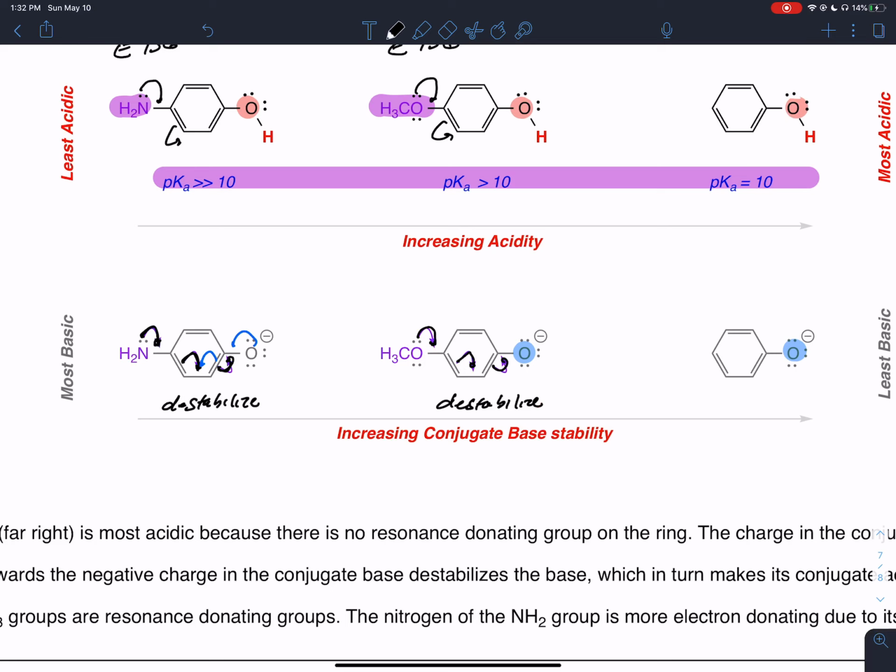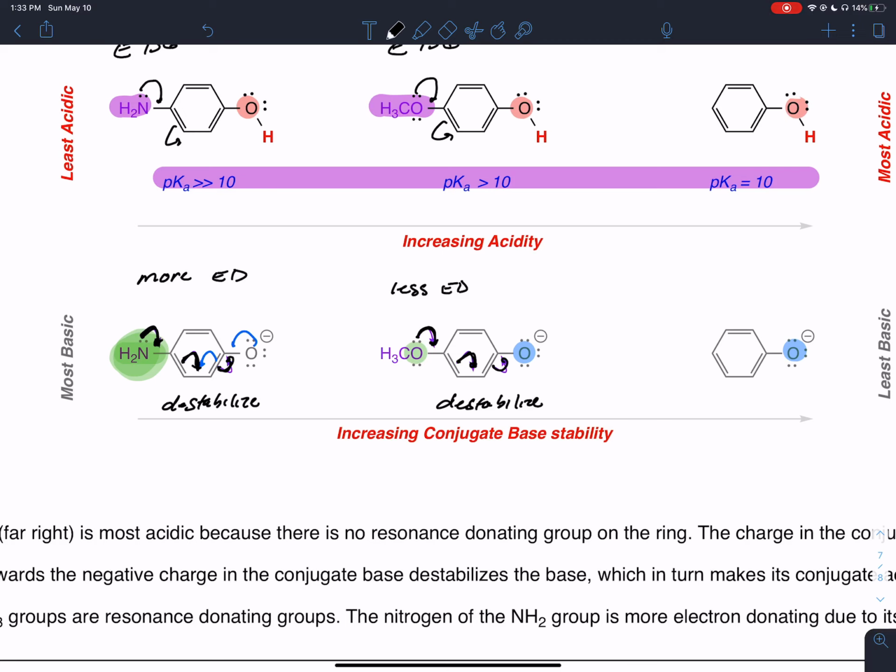Now, the idea is the nitrogen atom of the NH2 group is less electronegative than the oxygen atom of the OCH3 group. The nitrogen atom being less electronegative means that it is better at resonance donating. It's more likely to share its lone pair and resonate it into the pi system. So we're going to say that the nitrogen atom is more electron donating, which means that resonance into the ring is going to be more destabilizing comparatively to the resonance donation of the OCH3 group. That OCH3 group is less electron donating.